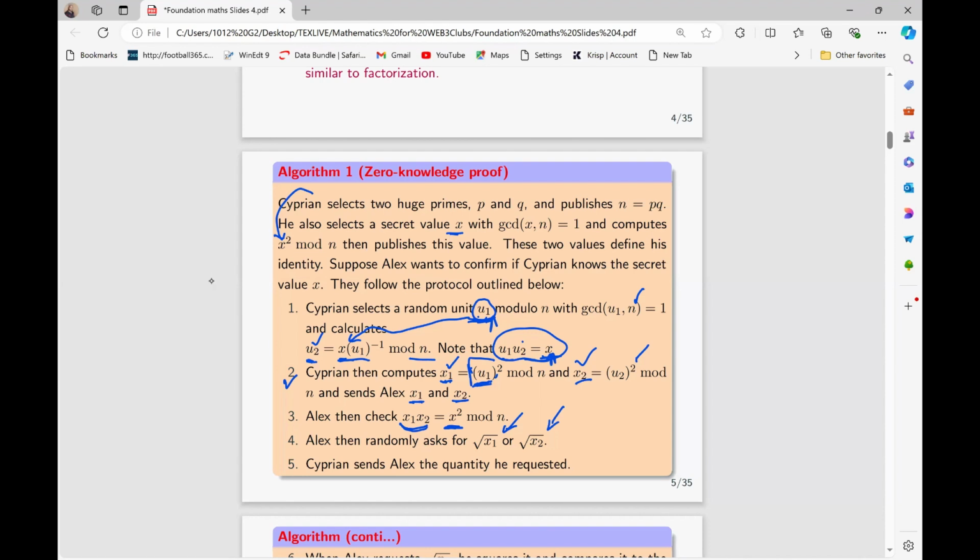And he also knows the square root of x2, because x2 was the square of u2. So if he is asked about the square root of x2, the square root of u2 squared is u2. So Cyprian sends Alex what Alex has asked for.